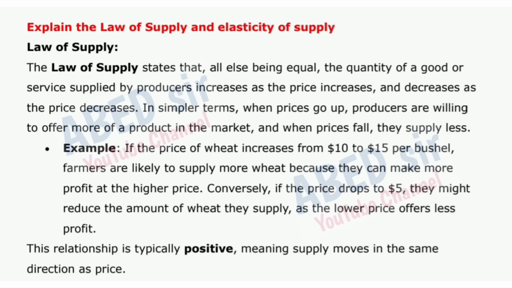Example, if the price of wheat increases from $10 to $15 per bushel, farmers are likely to supply more wheat because they can make more profit at the higher price. Conversely, if the price drops to $5, they might reduce the amount of wheat they supply, as the lower price offers less profit. This relationship is typically positive, meaning supply moves in the same direction as price.